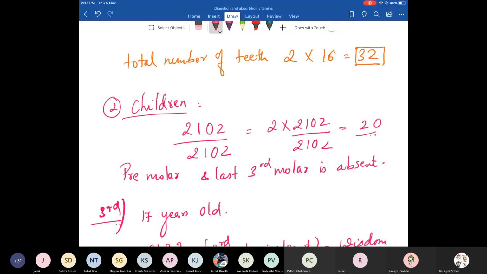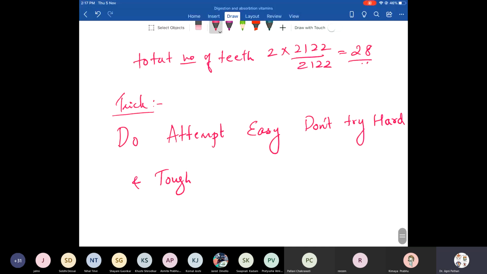So D is for dentine. O is for odontoblast.